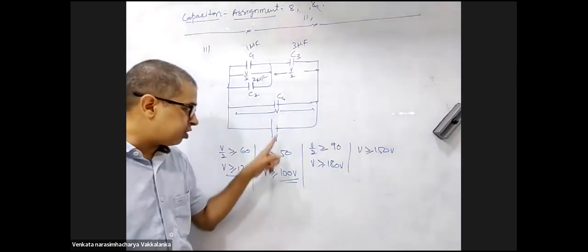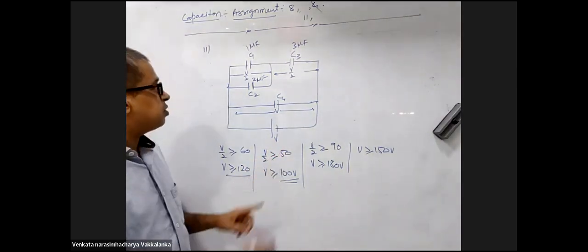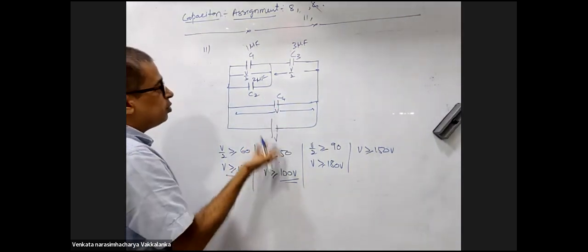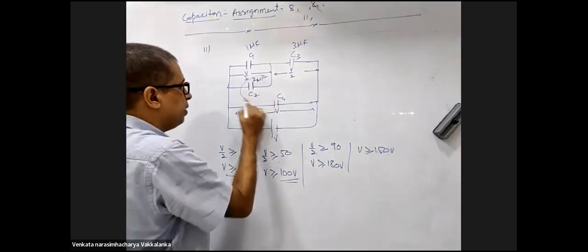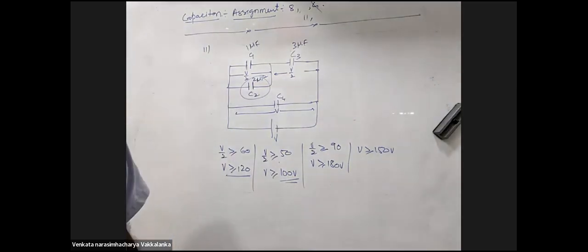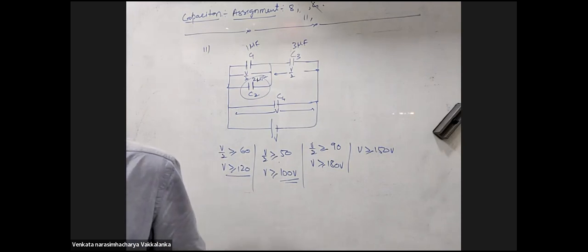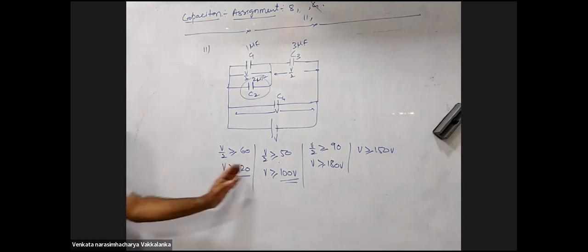The moment I cross 100 volts for this, first of all, for which one? C2. This will break down first. So the maximum voltage I can apply to the circuit is not more than 100 volts. Am I right? If my calculation is correct. Cheap tricks, well played.